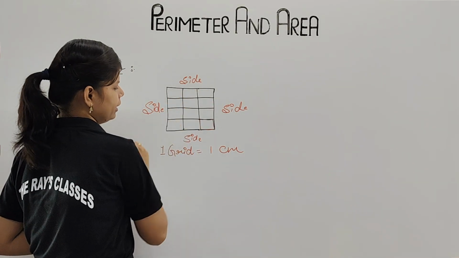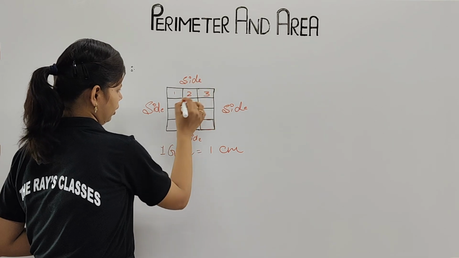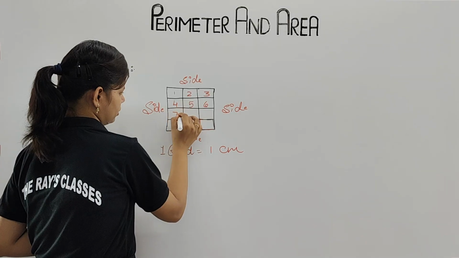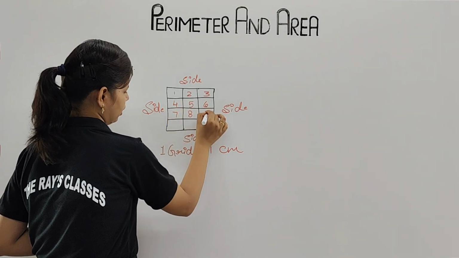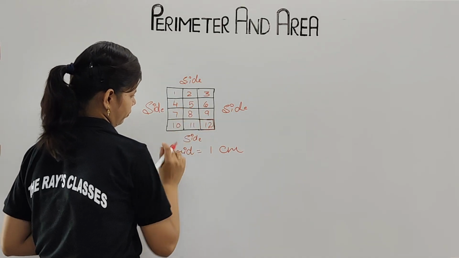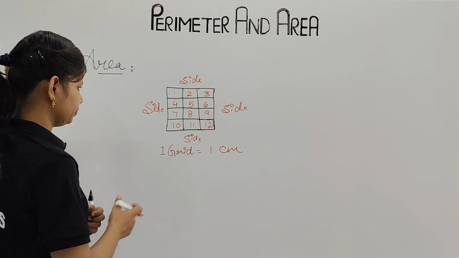Here, how many grids do we have? Let's count: 1, 2, 3, 4, 5, 6, 7, 8, 9, 10, 11, 12. How many grids do we have? 12.